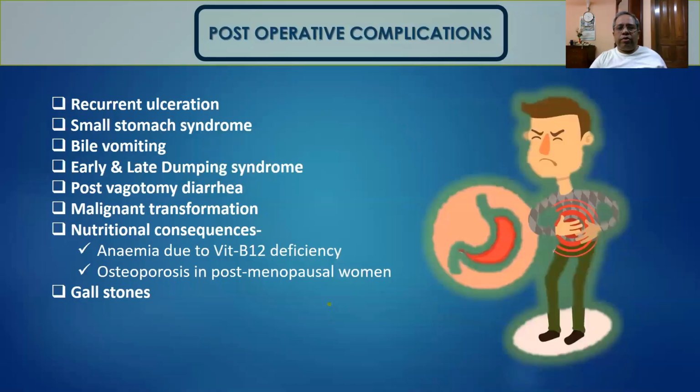So, postoperative complications. The complications are recurrent ulceration, small stomach syndrome, because whenever we divide the stomach it is smaller in size. Bile vomiting, if the patient has a gastrojejunostomy without jejunojejunostomy, because bile comes to the stomach. Early and late dumping syndrome, post-vagotomy diarrhea, malignant transformations, nutritional consequences, anemia due to vitamin B12 deficiency, osteoporosis in postmenopausal women, and some patients may present late with gallstones.